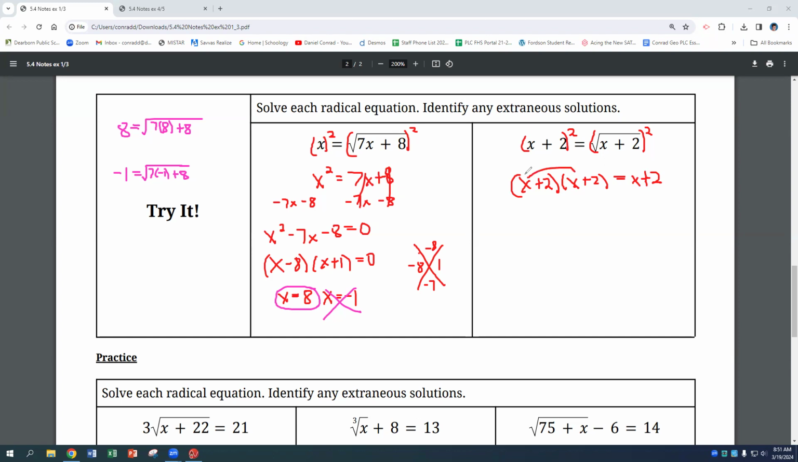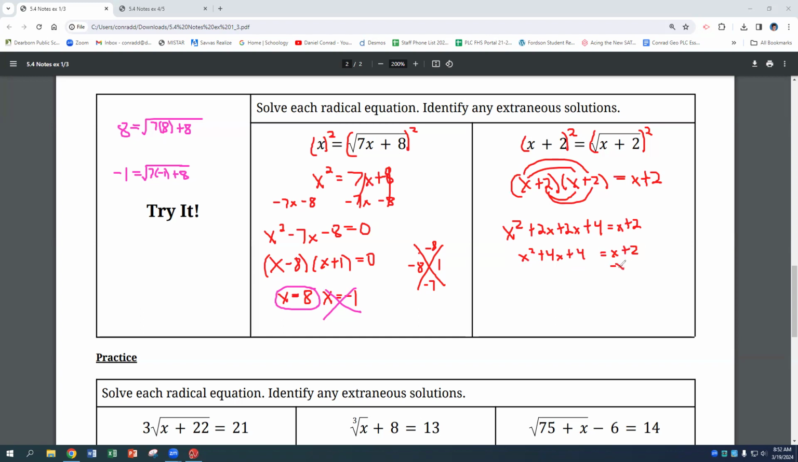We got a FOIL. So x, first, outer, inner, last, right? So x times x is x squared plus 2x plus 2x plus 4 equals x plus 2. Combine like terms, so I have x squared plus 4x plus 4 equals x plus 2. Since we have x squared, we have a quadratic.